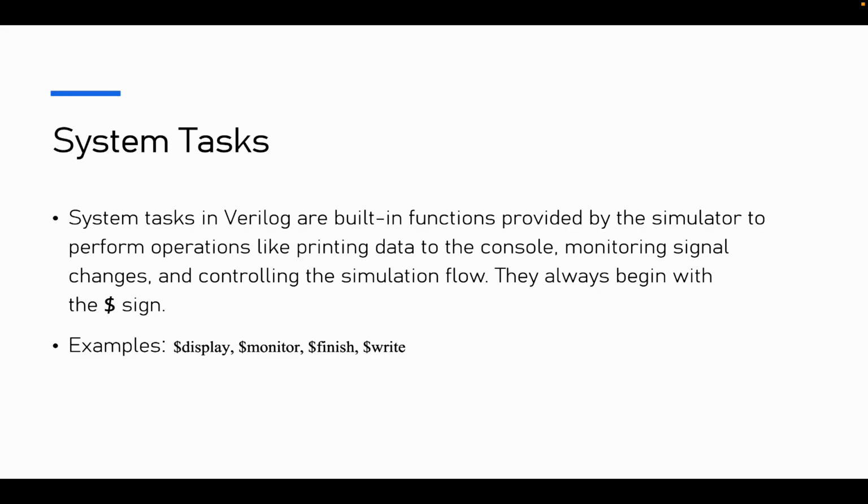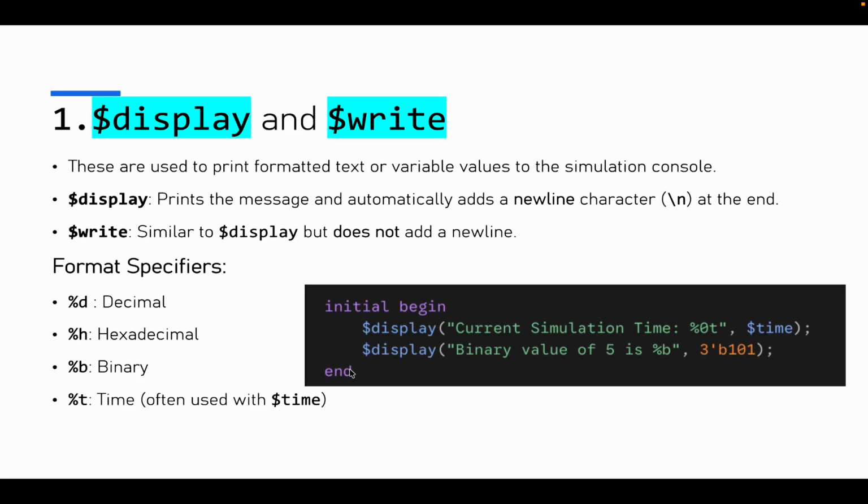So what exactly are system tasks? They are built-in functions provided by the simulator to perform operations like printing data to your console or monitoring signal changes. The easiest way to spot them is the dollar sign. In Verilog, if it starts with a dollar, it is a system task. Some of the most common ones you will use are $display, $monitor, $finish, and $write. Let's break down the important ones.